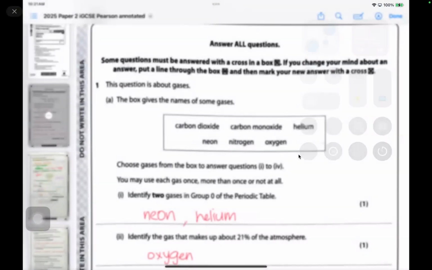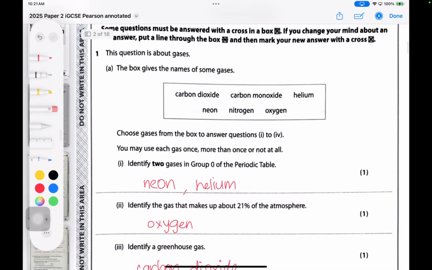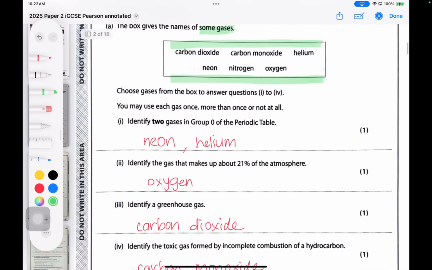Okay, so with question 1, most of the time you just want to build your confidence as you go. First question is usually set up to be easier, more accessible for a lot of students. So here we've got a box given to us, and they are the common gases that you come across in your periodic table in your years of studying chemistry. So again, while all of them are provided, you may just use it one time, you can use it more than once, sometimes not at all. So do not panic if you don't get to use one of them, okay?